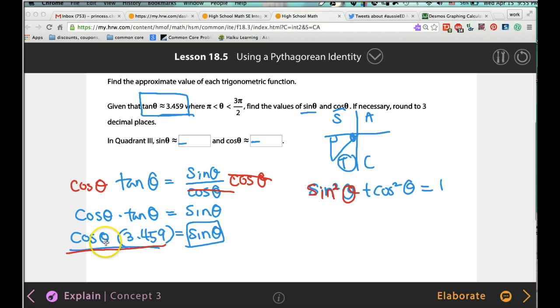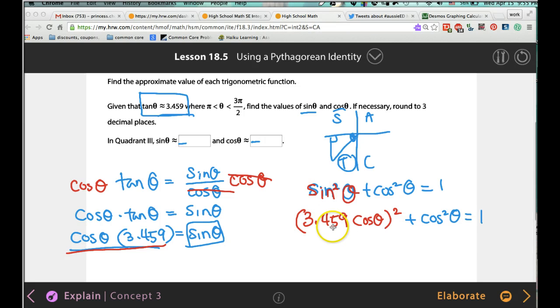Well, a number times cosine, the number is supposed to come first. So I'm going to go 3.459, okay, times cosine theta, the whole thing squared, because I'm supposed to square it, right? Plus, and then I copy the rest. Cosine squared theta equals 1. Now I'm going to use my handy dandy calculator.